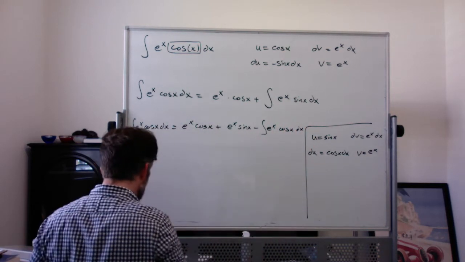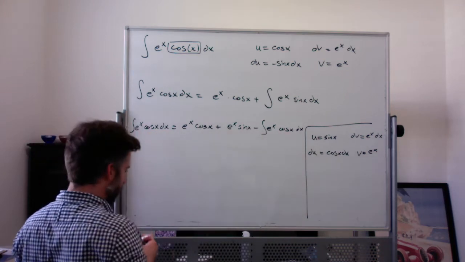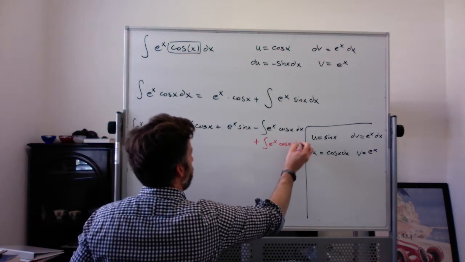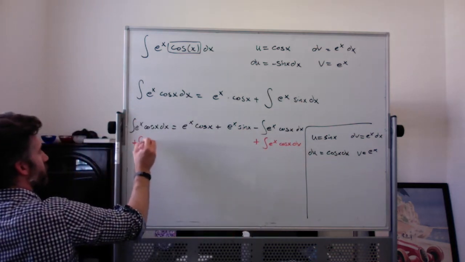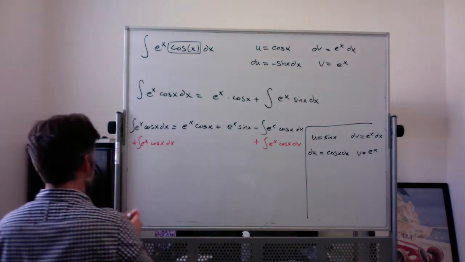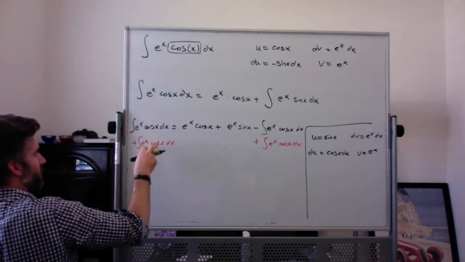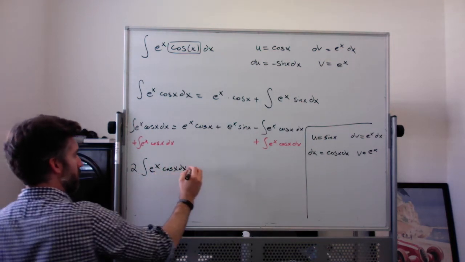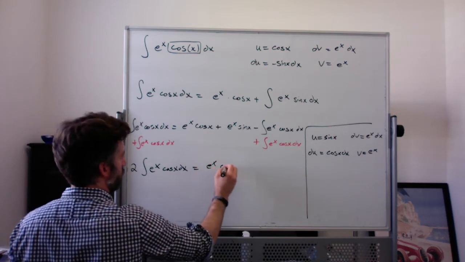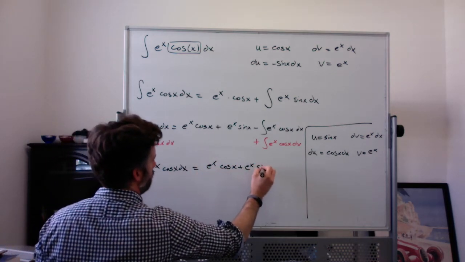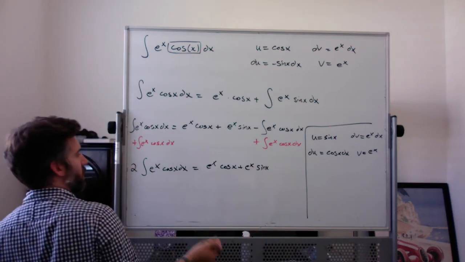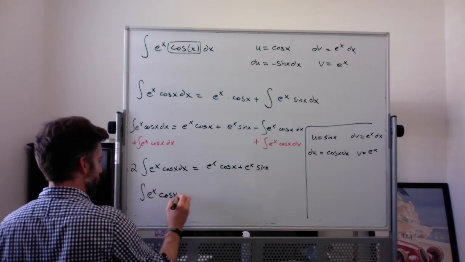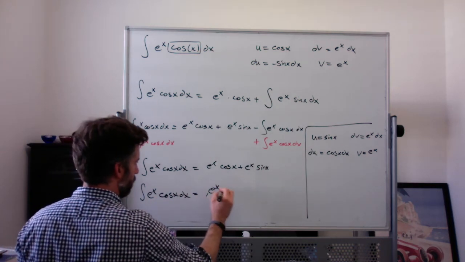And then here's the thing. We ended up with the same integral we're trying to find. So what we do is we add this integral to both sides. So now I've got a thing plus the same thing is 2 of that thing equal to e to the x cosine x plus e to the x sine x. And then finally we divide by 2. So the integral of e to the x cosine x dx equals all of this.